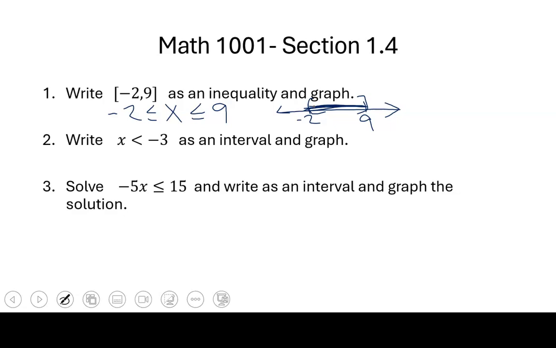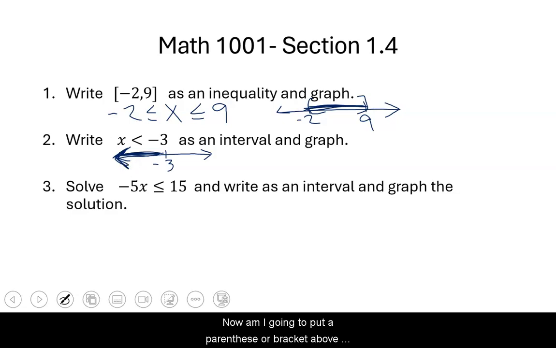So write x is less than -3 as an interval and graph it. I like graphing first so I can see which way it's shaded to put my -infinity or +infinity. So it's easier for me. So let's graph it. Put -3 on your number line. Now the mouth is opening up to which number? The -3. So that means that -3 is the largest number. So I know I'm going to shade towards the smaller.